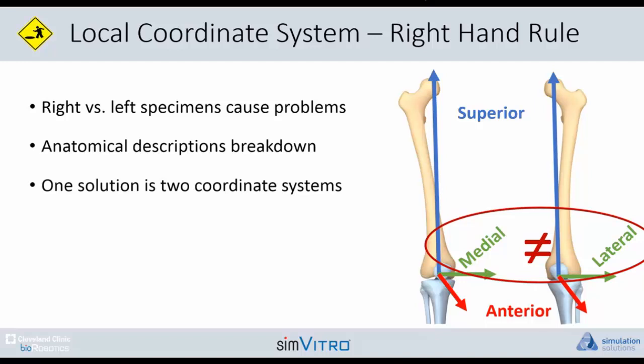So one solution that people have used is to have two different coordinate systems, and several of the standards look at things that way. If you're using a right-sided specimen, the medial will be that Y vector. If you're using a left specimen, the Y vector will be lateral. But that gets challenging if you're trying to combine your data from two different sides.